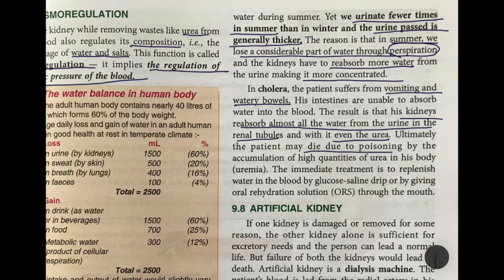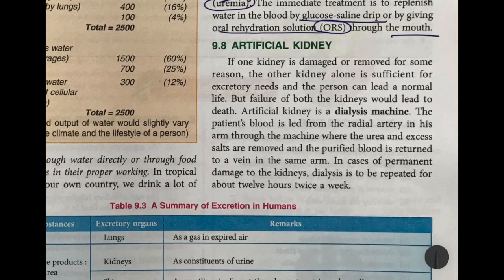So urea is poisonous. As a result, the patient may die due to poisoning by accumulation of high quantities of urea in his body, which is known as uremia. The immediate treatment is to replenish water in the body by glucose saline drip or by giving oral rehydration, or ORS, through the mouth. Lots of water must be given.